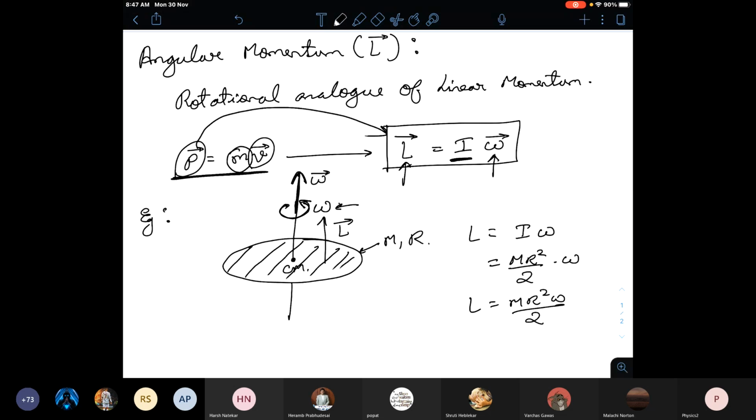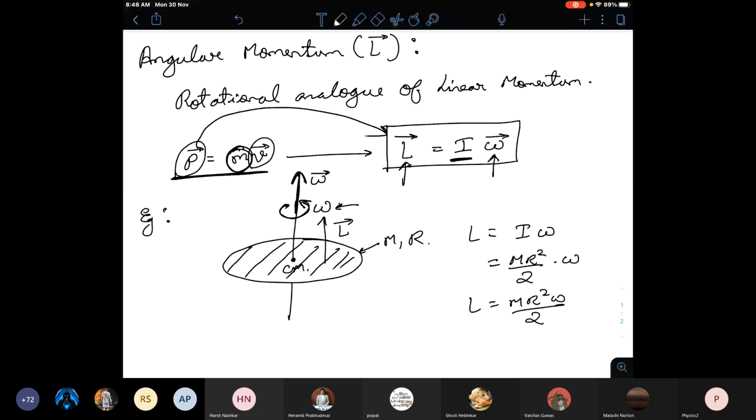Linear momentum is replaced with angular momentum. The mass is replaced with moment of inertia because it is the rotational analog, the rotational equivalent. And the same for velocity: linear velocity is replaced with angular velocity, omega. So the formula of angular momentum comes out to be I omega. Okay, L is equal to I omega.